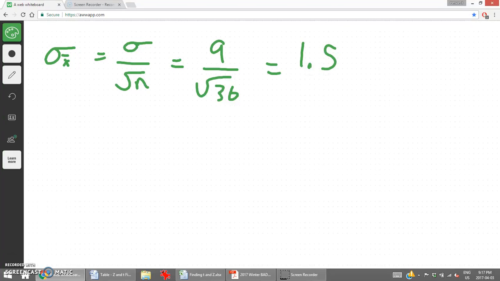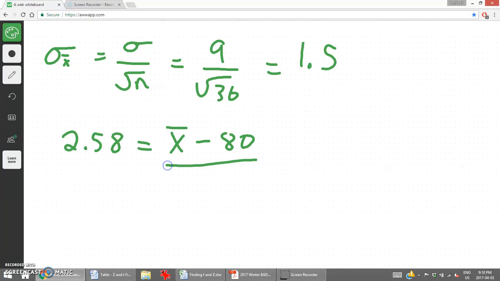What we know in our z formula is the value of z. Z equals 2.58. What we are trying to calculate is the upper sample mean that would correspond to the upper value of this interval. So the sample mean minus the population mean of 80 divided by our standard error, which we have just calculated. If we cross multiply and solve for the sample mean x bar, we get a sample mean of 83.87.